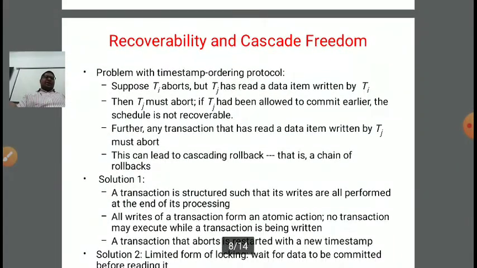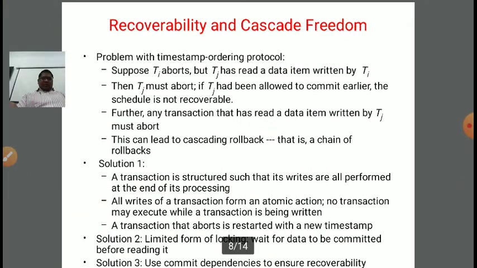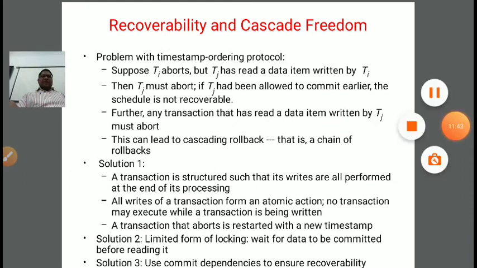Now recoverability and cascade freedom. The problem with the timestamp ordering protocol is that, suppose Ti aborts, but Tj has read a data item which was written by Ti, then Tj must abort. If Tj had been allowed to commit earlier, the schedule is not recoverable. Further, any transaction that has read a data item written by transaction Tj should also abort. Now this can lead to cascading rollback, and a chain of rollback will be there.